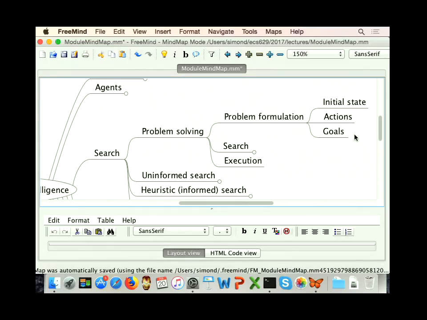Okay, so that's problem formulation. We did some examples of that in the tutorial, so you have some idea of how to go about formulating some simple puzzle-type problems.